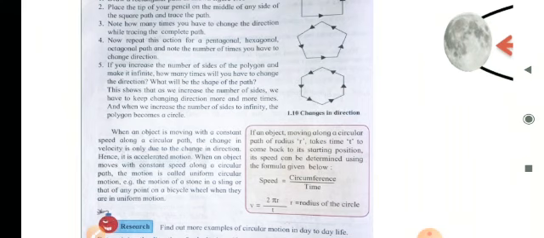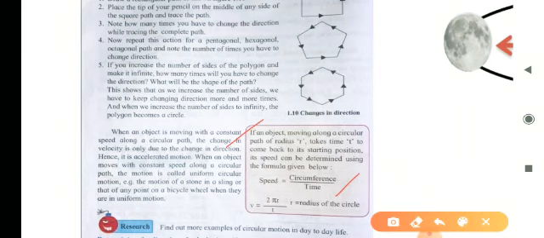Now, if an object moving along a circular path of radius r takes time t to come back to its starting position, its speed can be determined using the formula given below. Speed is equal to circumference upon time. So v is equal to 2 pi r upon t, where circumference is represented by 2 pi r, and r is the radius of the circle. So find more examples of circular motion in your day-to-day life.